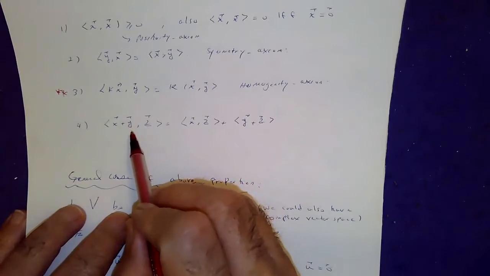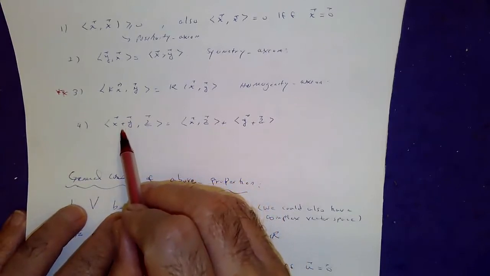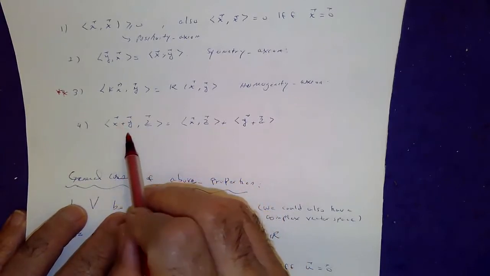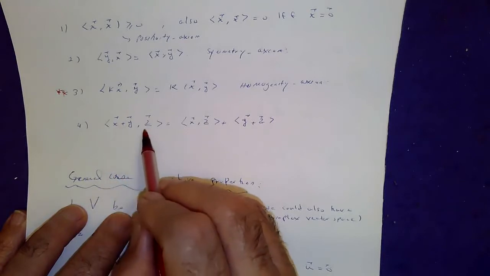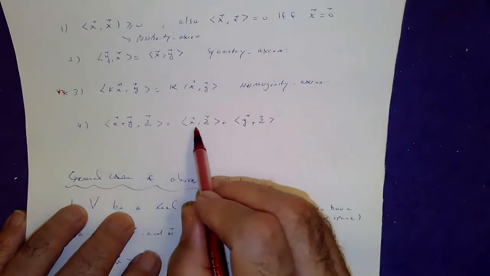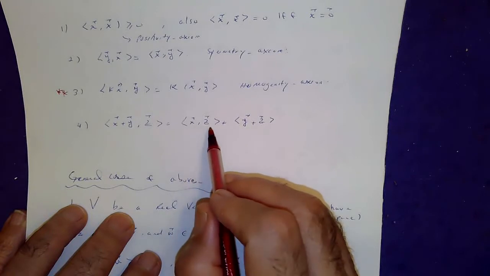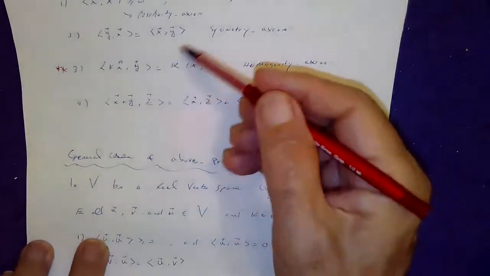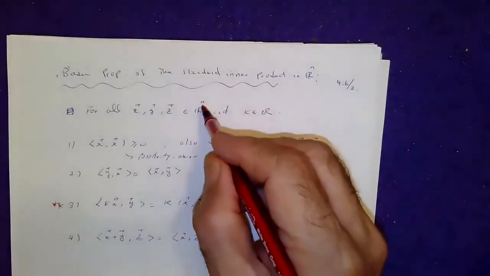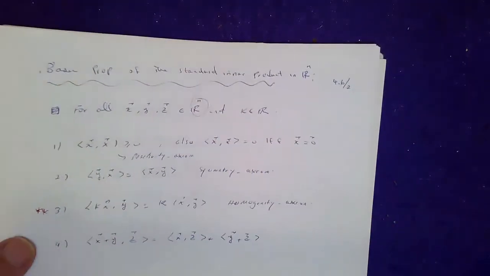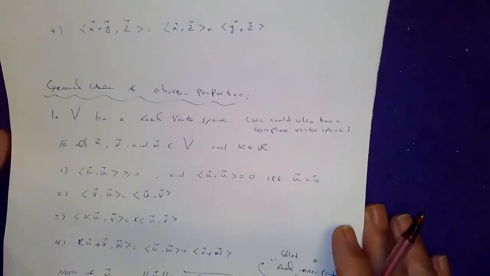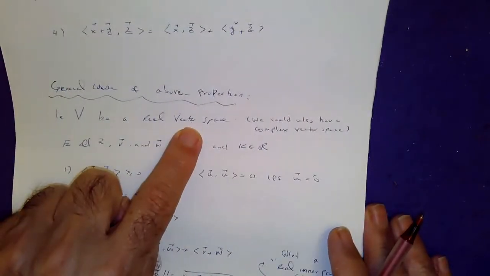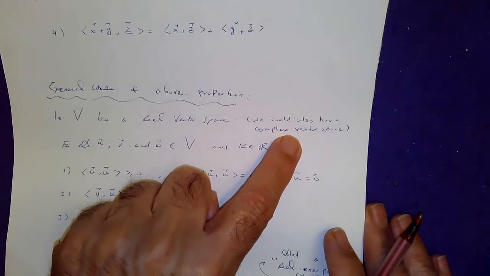If the first one has sum of two vectors and you take the inner product of x plus y with z, the answer is inner product of x and z plus inner product of y and z. This property does not apply only to Rn. It applies to what? Any real vector space or even complex vector space.